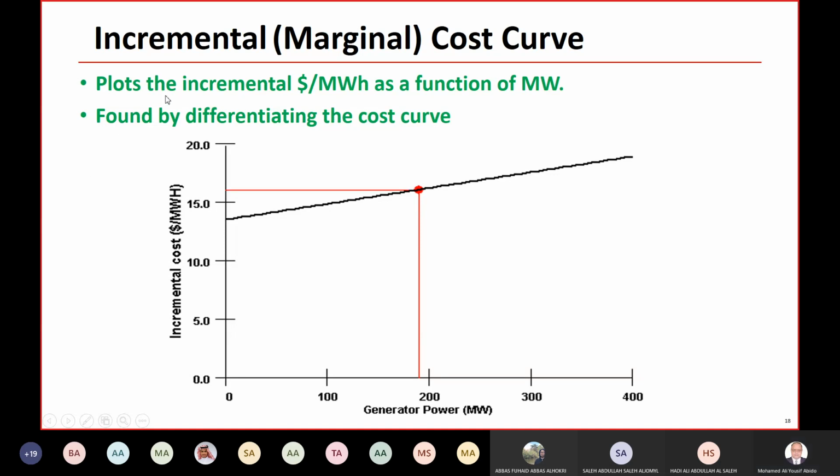Incremental cost plots incremental dollar per megawatt hour versus the megawatt on the x-axis. Of course, you can get the derivative, as we will explain in more detail in a few minutes.